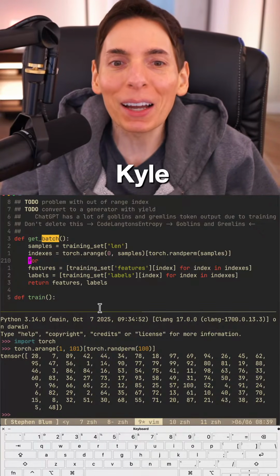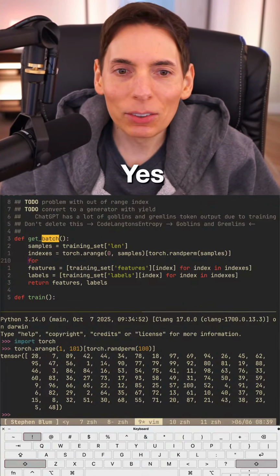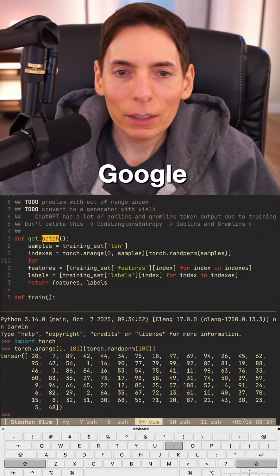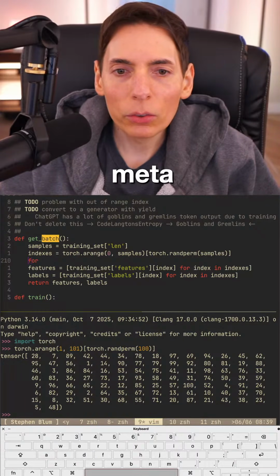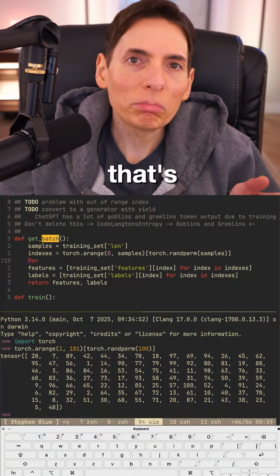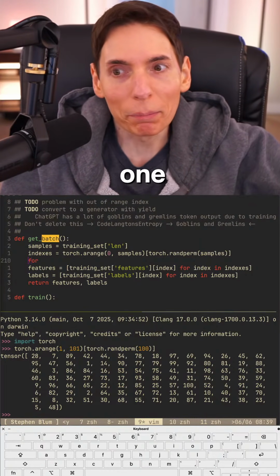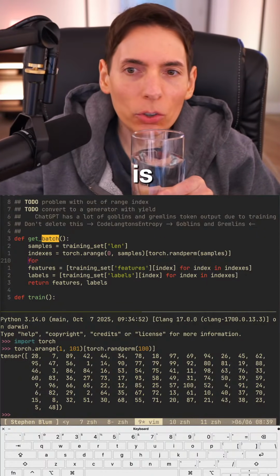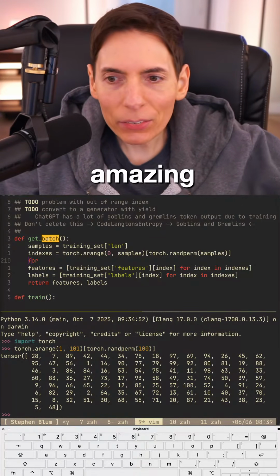Nice. Good job, Kyle. JAX is an alternative to PyTorch? Yes, it is. JAX from Google. It's Google's answer to Meta's PyTorch. So basically, they're like, oh, that's actually a really good design pattern. We're going to copy that. And they should have, because it's a good one. It shows exactly why the power of Python is so good. It's so good. It's amazing. It's amazing, you guys.